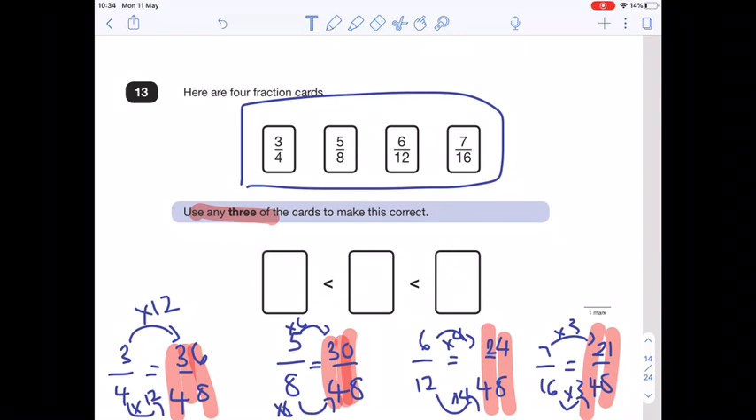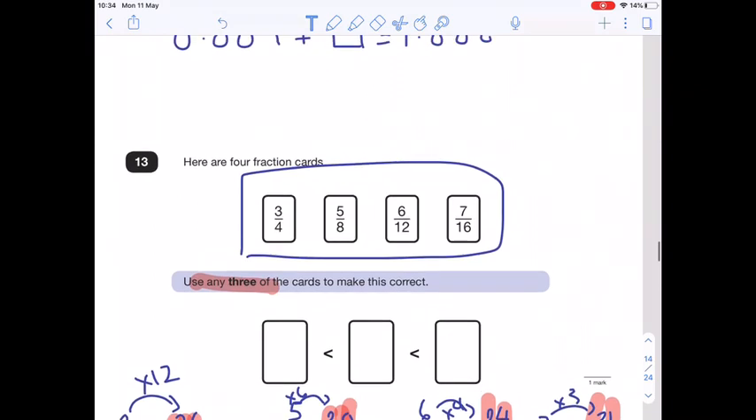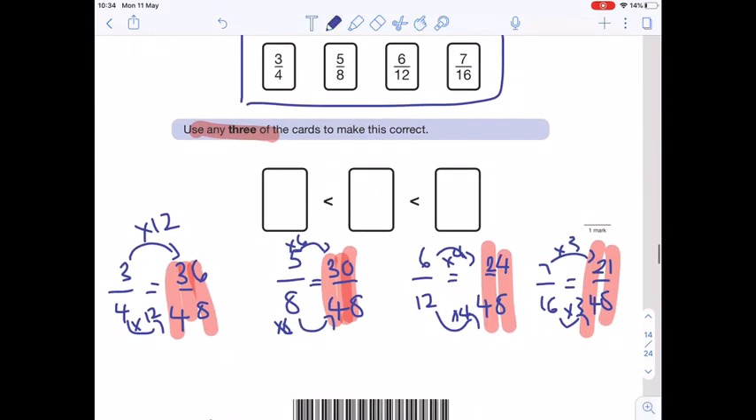Another possibility was, I'm just looking at the answers, 6 twelfths, oh, sorry, 6 twelfths, and then 5 eighths. But did we just do that one? 6 twelfths, 5 eighths, 3 quarters. Oh, I know what we didn't do. Sorry. We didn't do 7/16, 5/8, 3/4.